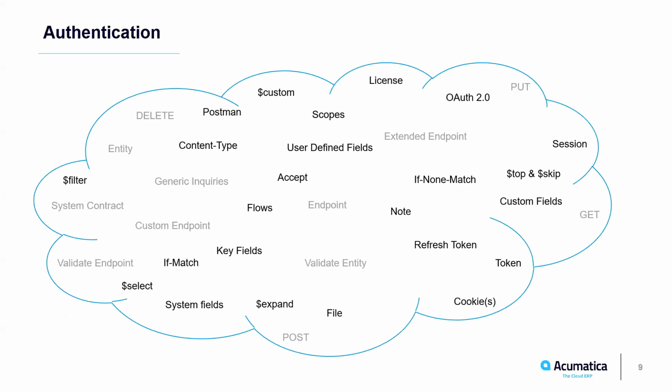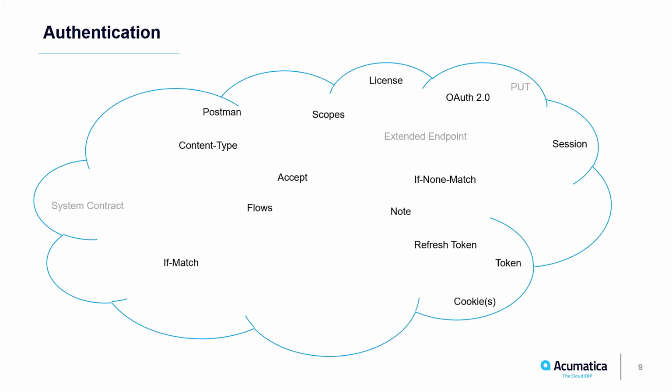Now, we have covered types of requests, and let's see how we can authenticate ourselves, or when we are talking about authentication, what keywords can be referred to this. So here they are. We have, of course, sessions, cookies, token, refresh tokens. We have OAuth 2.0, flows and scope. How do they group? How do they interact?